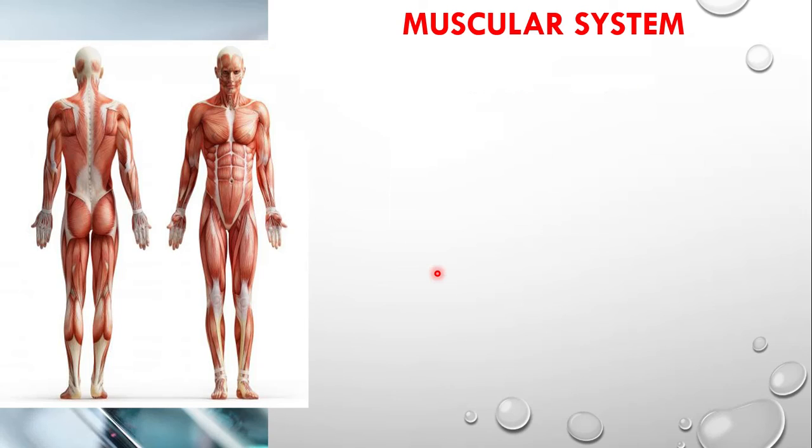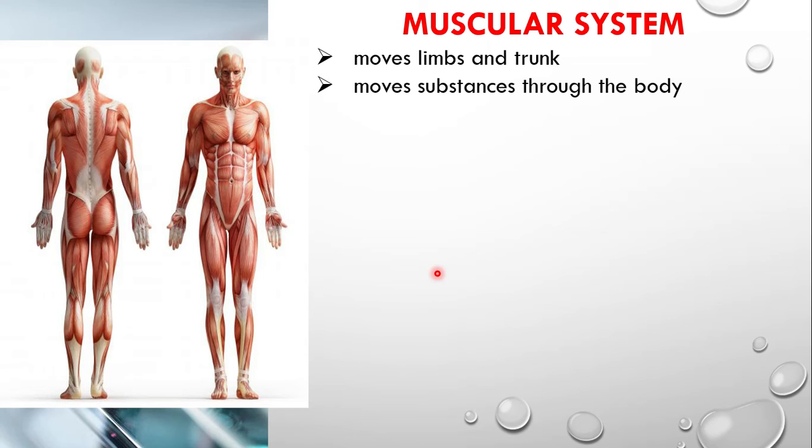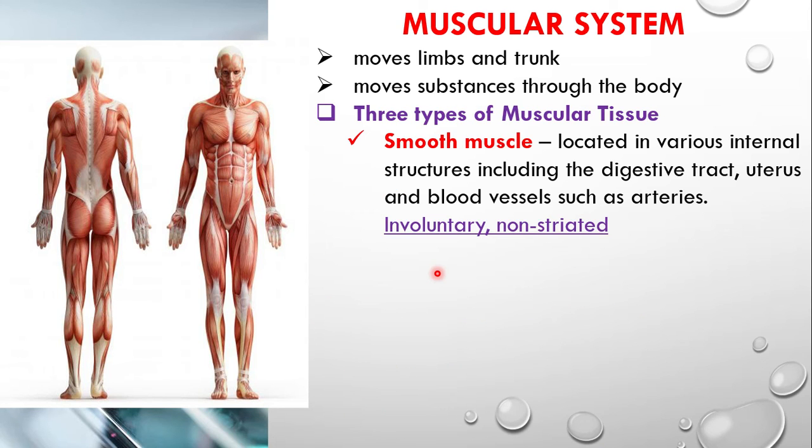Okay. Now let us proceed with the muscular system. So the muscular system moves our limbs and the trunk of our body. It moves substances through the body, and there are three types of muscular tissue. First one, we have the smooth muscle, which is located in various internal structures, including the digestive tract, the uterus, and blood vessels such as arteries. Yung mga smooth muscle, they are involuntary na mga muscles. So they are non-striated. Okay?